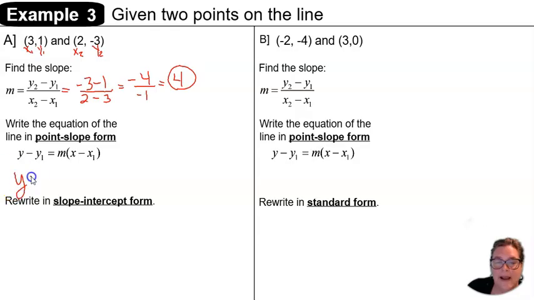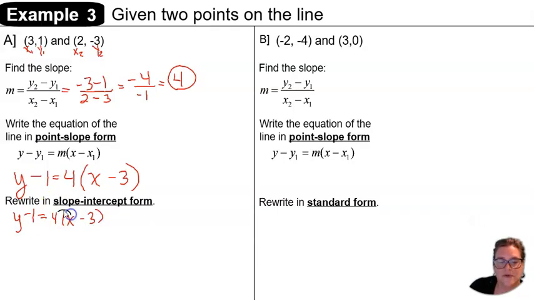So we're going to take y minus the y1, which is 1, is equal to 4 for the slope, times the quantity x minus, and our x1 is 3. And that's the point-slope form. Next, we're going to change that into slope-intercept form. So I'm starting with y minus 1 is equal to 4 times the quantity x minus 3.